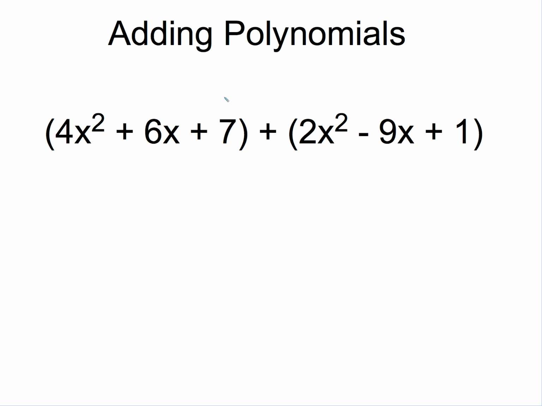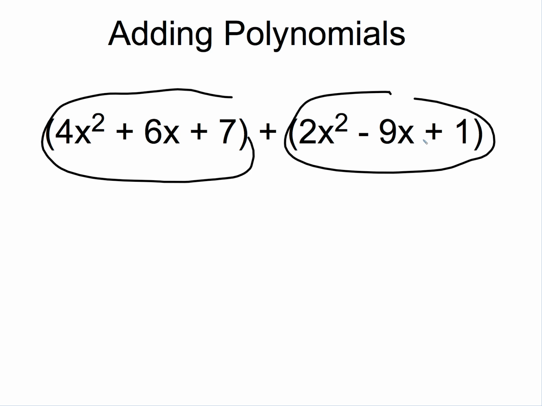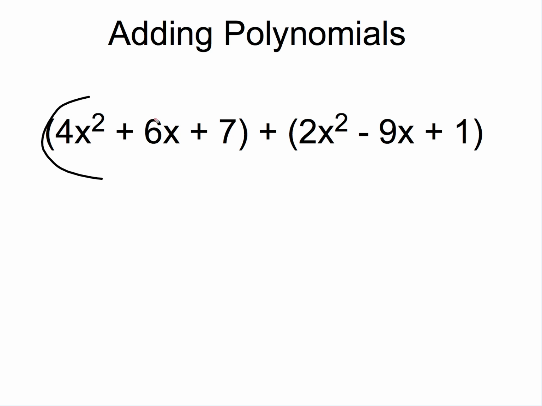So here we have a polynomial, and here we have a polynomial, and we're adding them together. So all you have to do is figure out which ones match together. So right away you could see we have x squared and x squared, so those two match. So we will, since we're adding this time, we will add 4x squared plus 2x squared, which equals 6x squared.